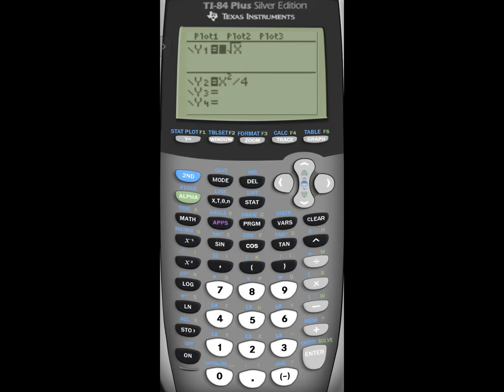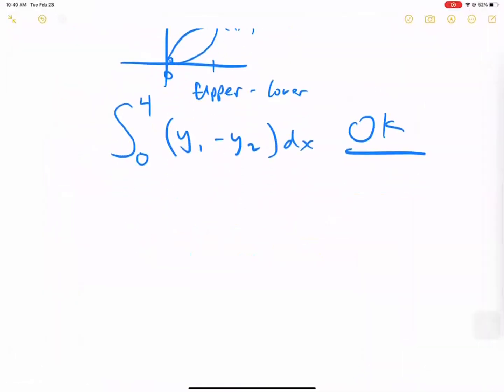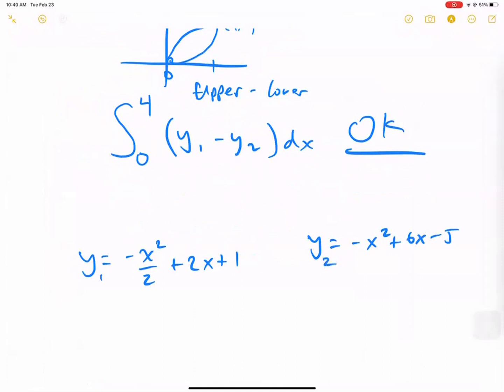Okay, so let's do another problem here. I'll let you guys try this yourself. y is equal to negative x squared over 2 plus 2x plus 1. And y is equal to negative x squared plus 6x minus 5. And we'll call these y1 and y2, so we can easily talk about that. Now go ahead and write this on your calculator. We'll see how that looks.